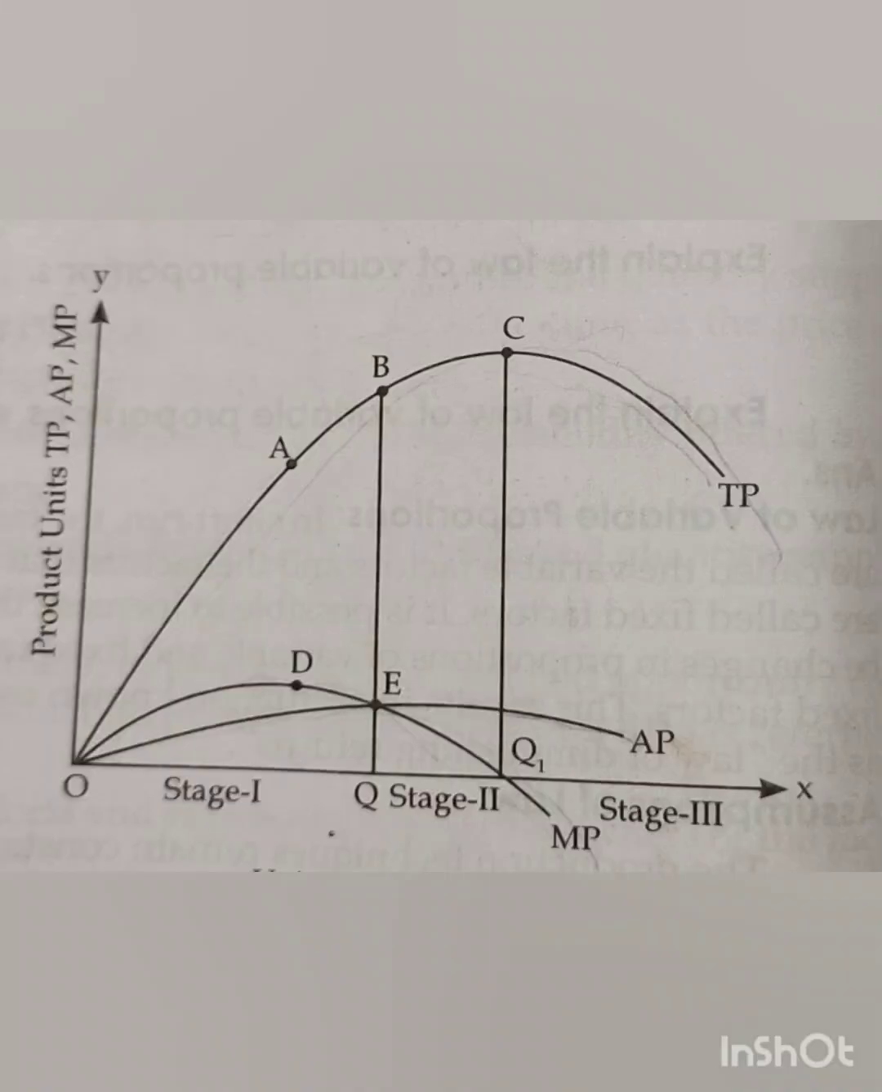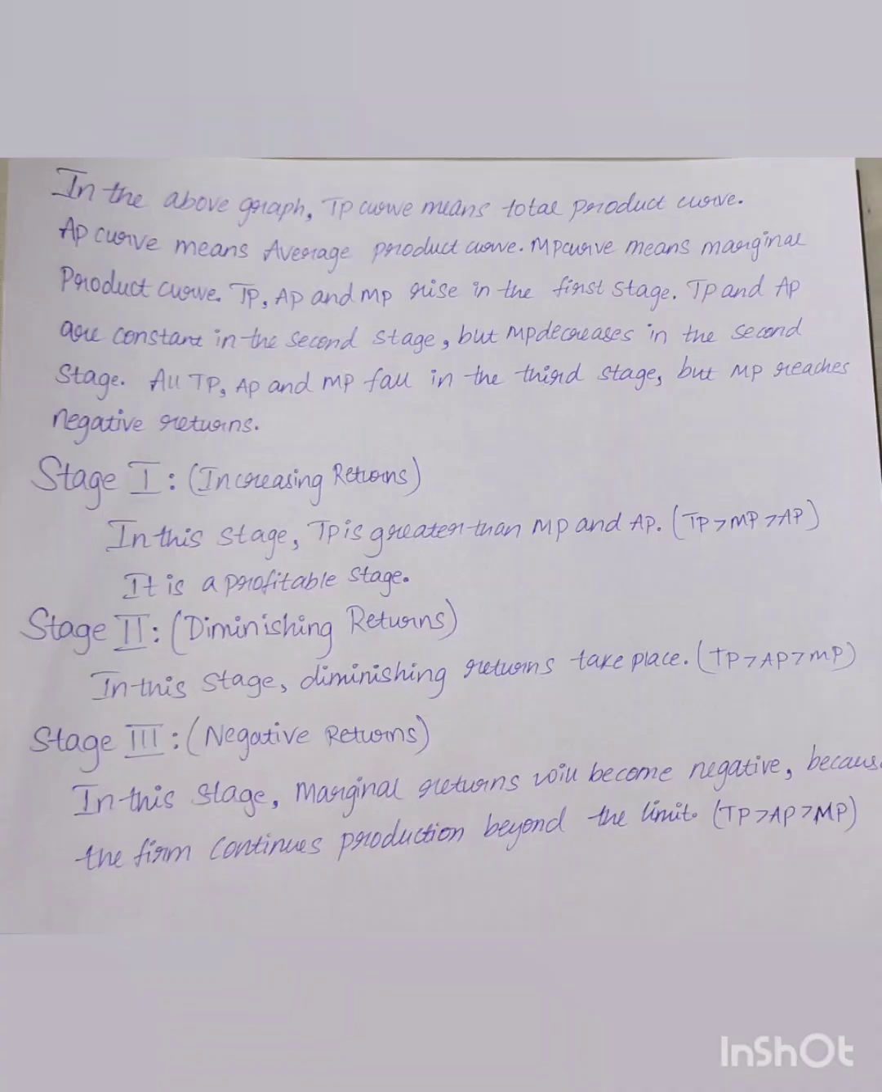I hope everybody can see this graph. So we need to draw the same graph in our paper too. Yeah, we need to even give a small description about what we have understood from this graph. So in the above graph, we can see that TP curve means total product curve, AP curve means average product curve, and MP curve means marginal product curve.